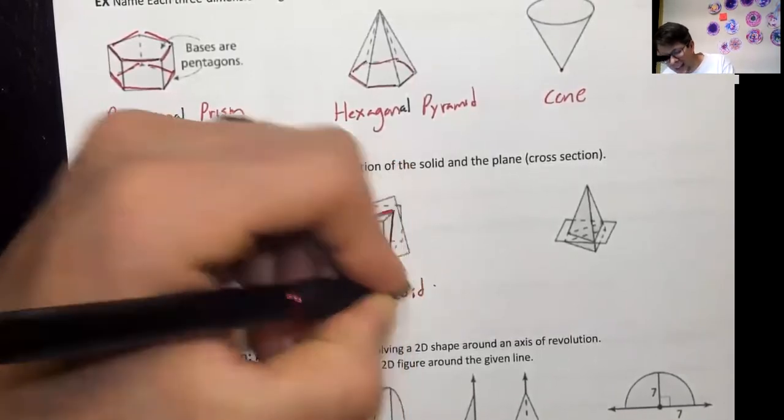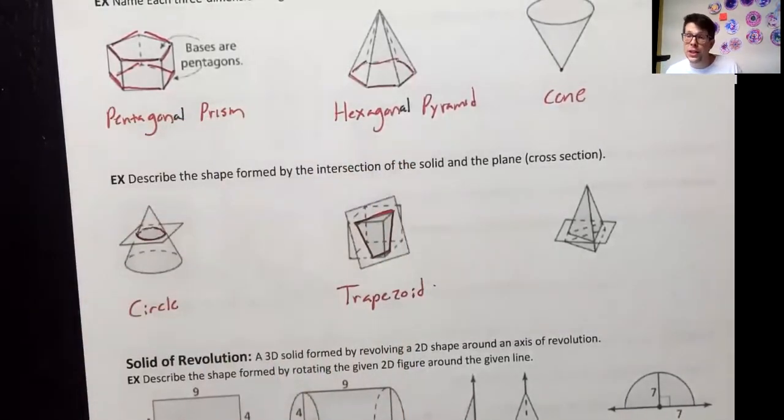It is okay to not just go with the first initial gut feeling. When you see cube, a lot of times people want to say square, but it is possible to get a cross section of a trapezoid or a parallelogram or a triangle out of a cube. So you have to really analyze what you're looking at right here.